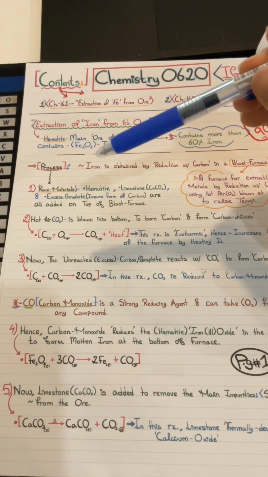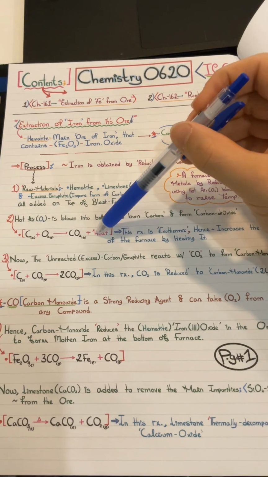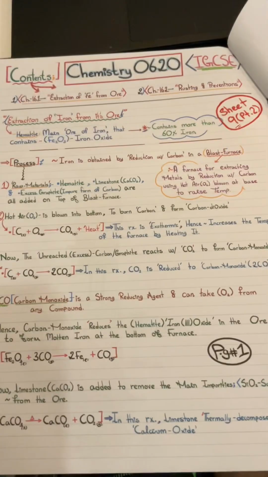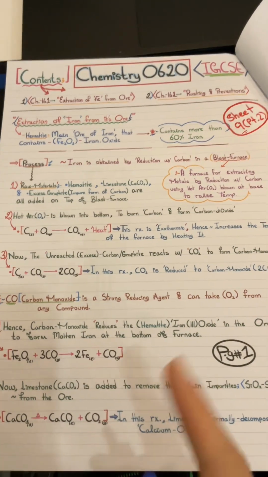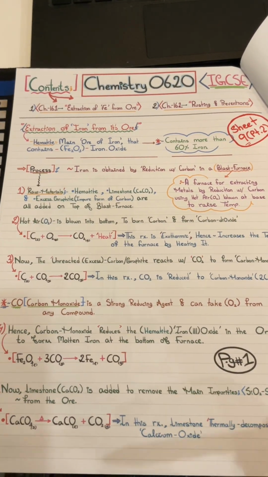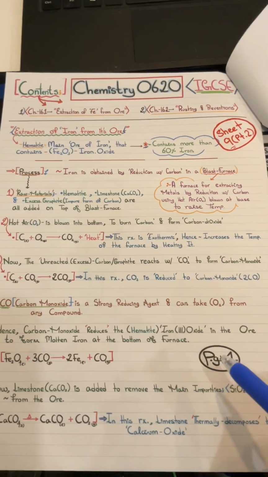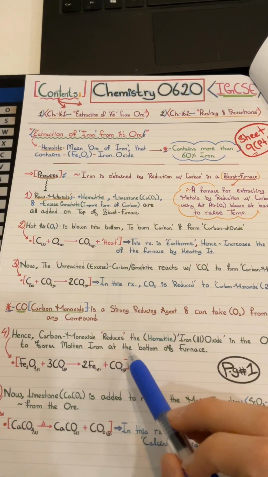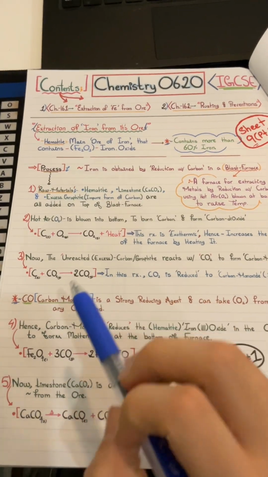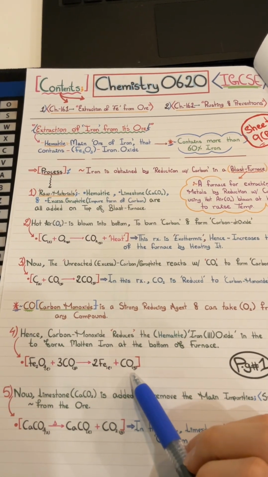If you remember, we added hematite, limestone, and carbon. Till now, we have only been dealing with the carbon and oxygen. Now let's deal with the hematite. This carbon monoxide that has been formed will reduce the hematite, meaning that it will act as a reducing agent, and it will form molten iron at the bottom of the furnace. So iron oxide will react with this carbon monoxide and it will reduce it to iron and carbon dioxide.